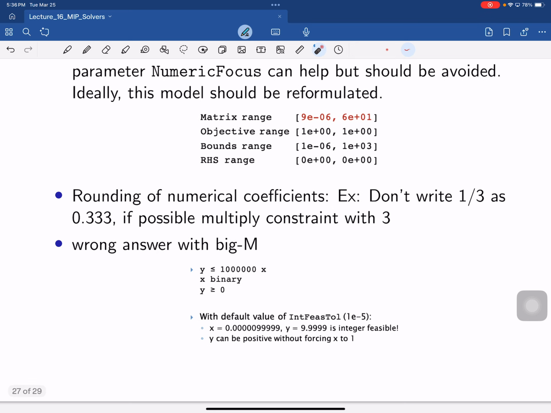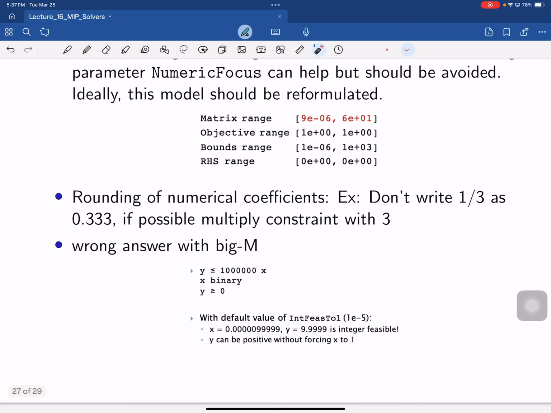Okay. And then do not write something like 0.333, right? If you want to write 1/3, just multiply the constraint with 3. Do not write this type of number. It will give you a round-off error.